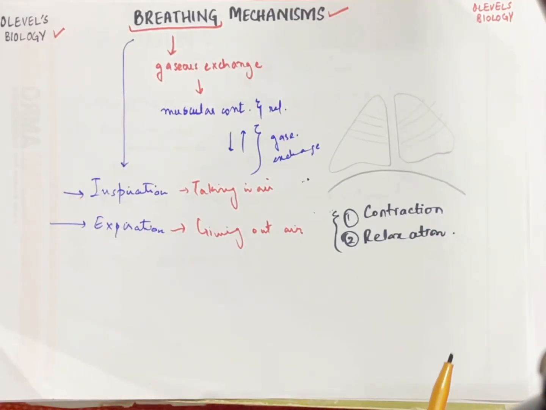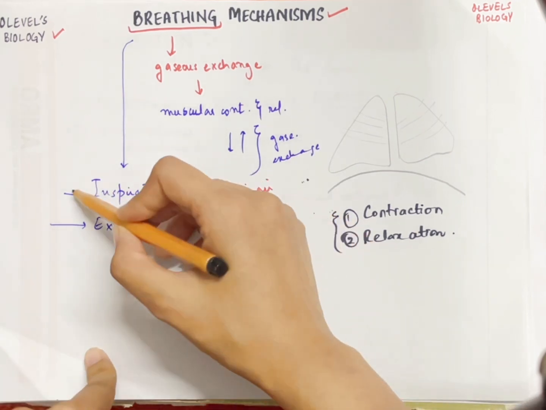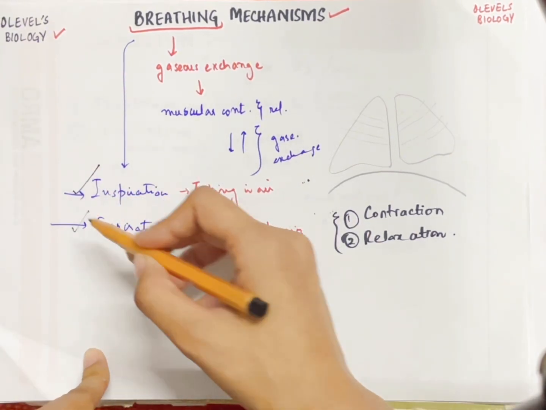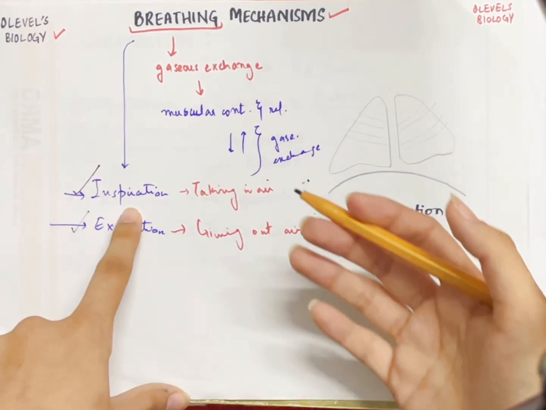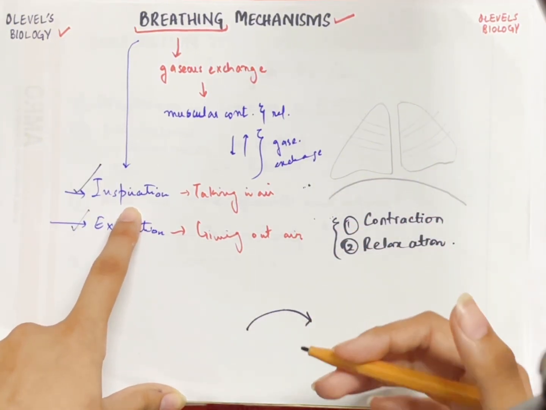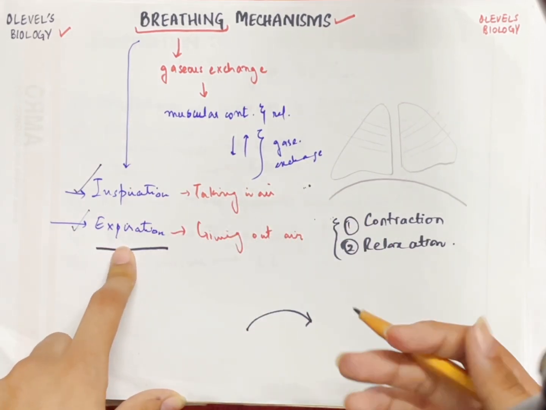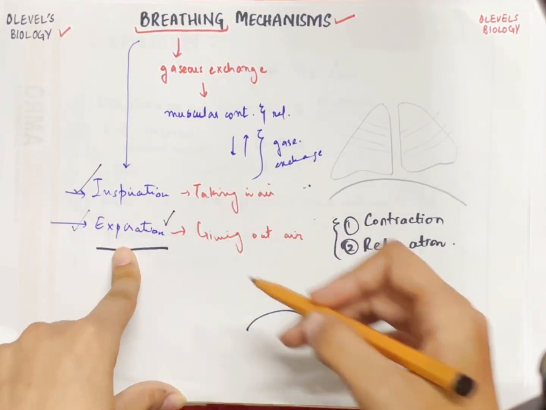Now you'll be able to understand much better that there are two kinds of processes taking place. One is inspiration, one is expiration. Inspiration means taking in of the air. Whenever a human being inhales air into the body, we say that inspiration takes place. Whenever the inspired air is let out, we say that expiration takes place.